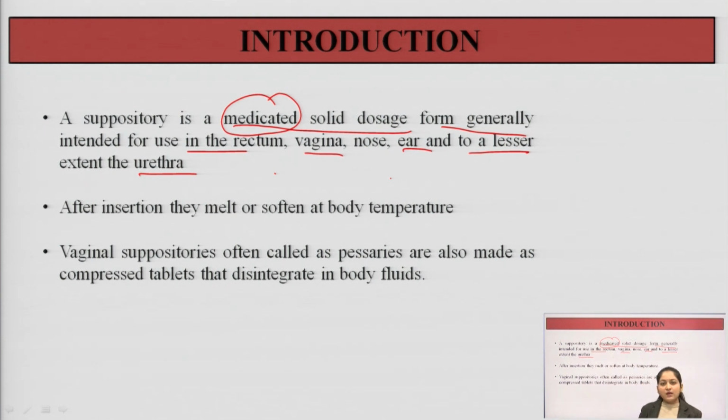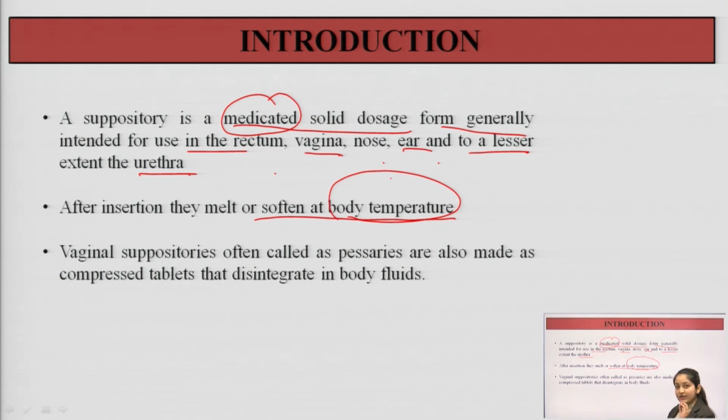Basically, a suppository is a dosage form which is always inserted into a body cavity. That cavity could be the rectum, the vagina, the nose, the ear and, to a certain extent, the urethra. After insertion they melt or soften at body temperature, because if they do not melt they are not going to produce any action. So it is very important that they melt at body temperature.